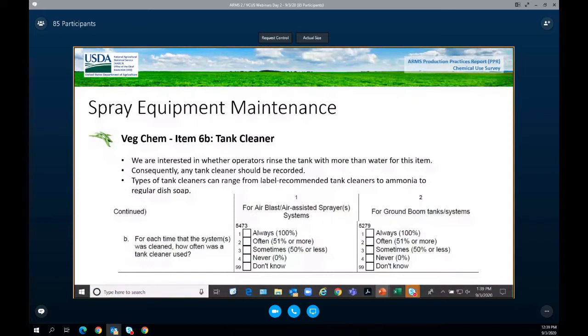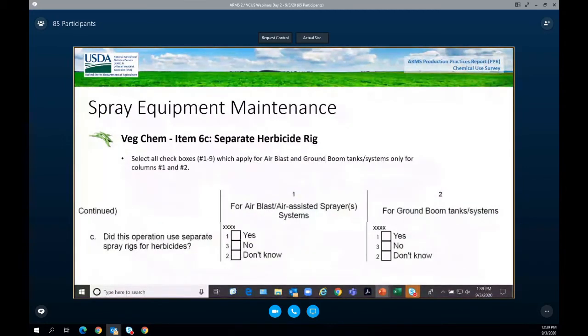It's effective. And these are on the spectrum of always, often, sometimes, never. Pretty straightforward. Here we want to know if they have a separate herbicide rig. This came up pretty commonly.